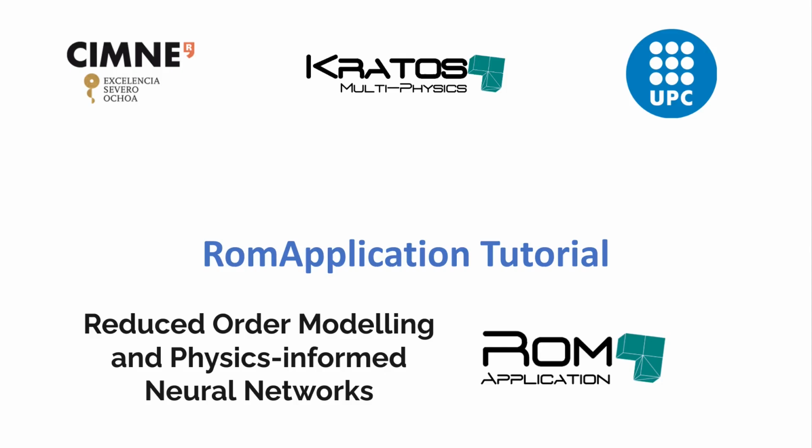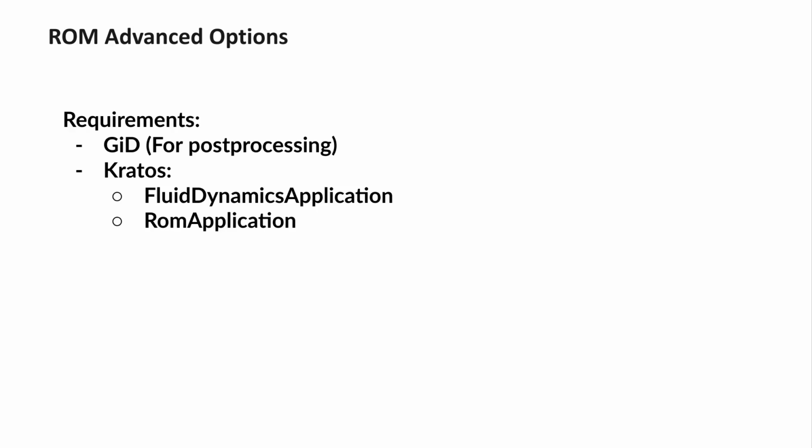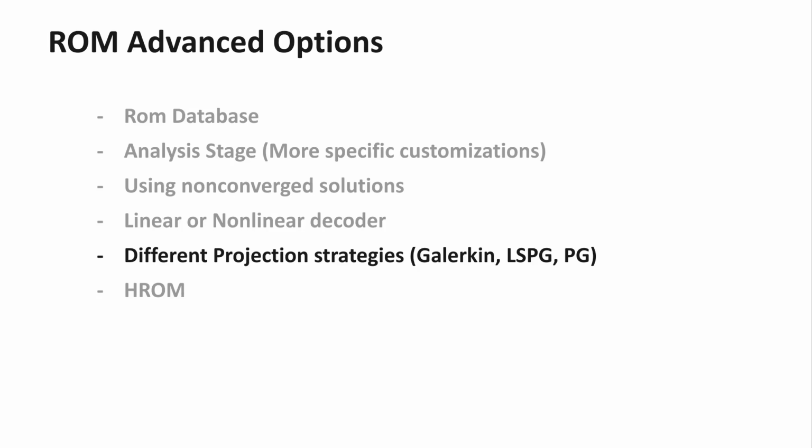Welcome to this tutorial of the Kratos ROM application. This is the 9th tutorial of the series, and in this one we continue talking about ROM advanced options with ROM Manager. The example that we will be launching is the fluid dynamics example, so these are the requirements. We will be discussing Galerkin and LSPG and Petrov Galerkin, which are our different projection strategies available as of now.